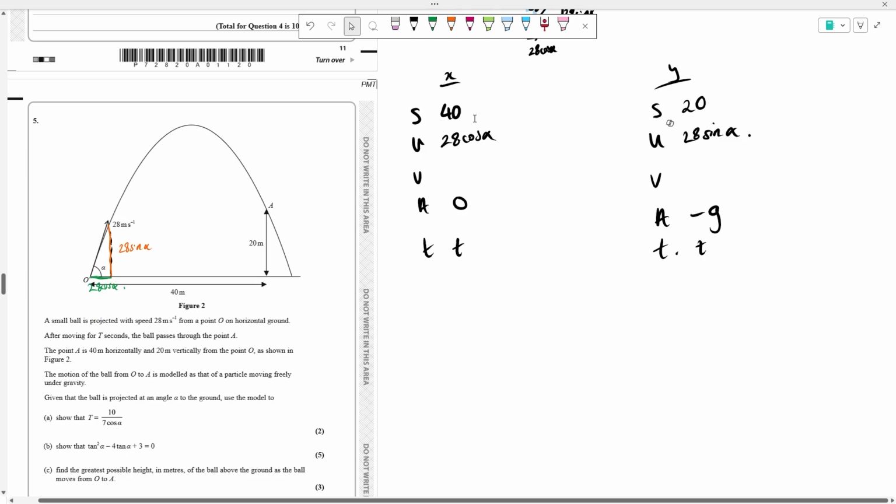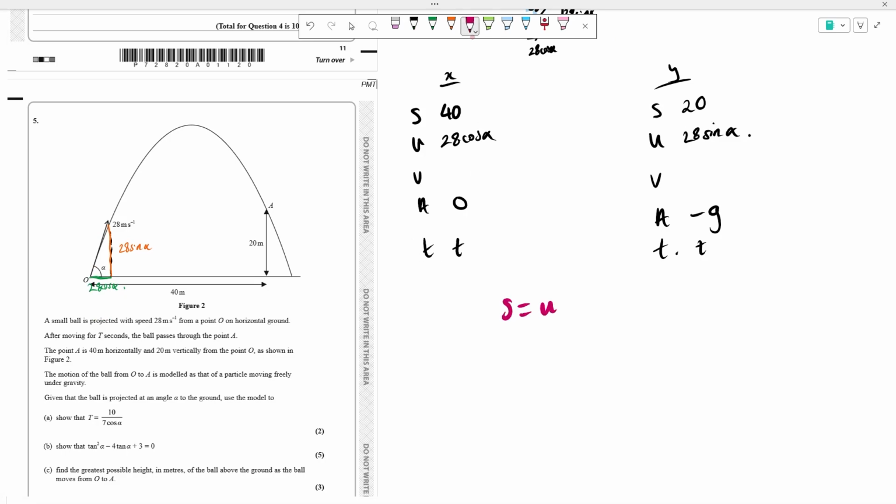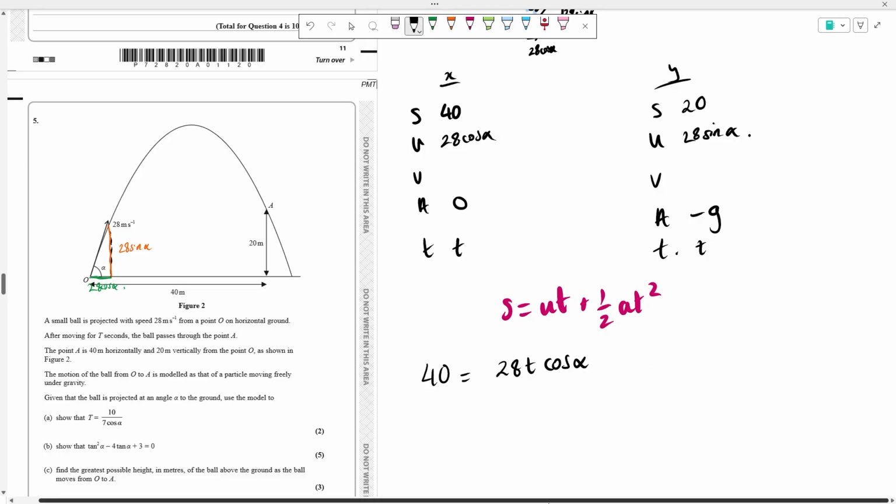Again we have s, u, a, and t, so the equation we're going to use is s equals ut plus a half at squared. If I sub everything in, I get 40 is equal to ut, which is 28t cos alpha, plus a half 0 t squared. Well, 0 is just 0, so we don't actually have that second bit. I'm going to do the same thing for the right hand side.